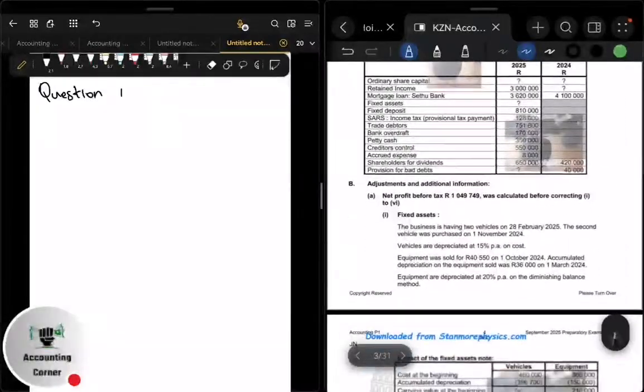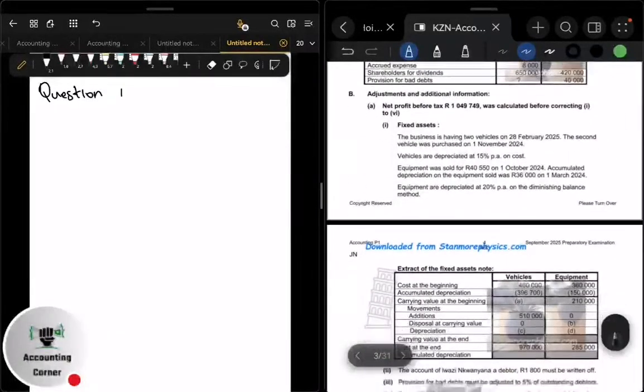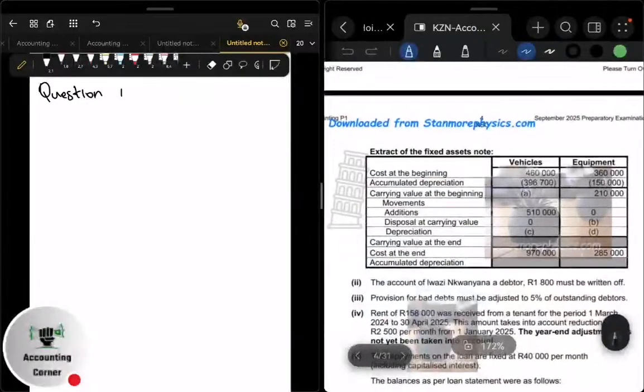So let's look at that. We're told to look at information B. Okay, let me just zoom in. So this is our extract of the fixed asset note, and these are the missing amounts denoted by A to D. For the first one, we have the vehicles column. They're asking for A, which is the carrying value at the beginning. To calculate the carrying value at the beginning, we need to take our cost at the beginning minus our accumulated depreciation at the beginning.